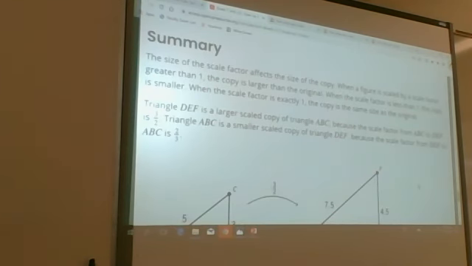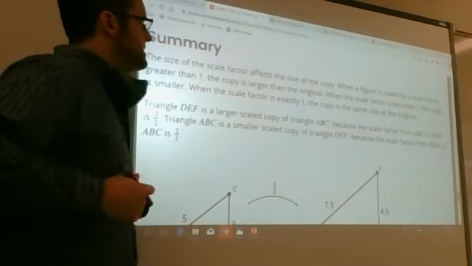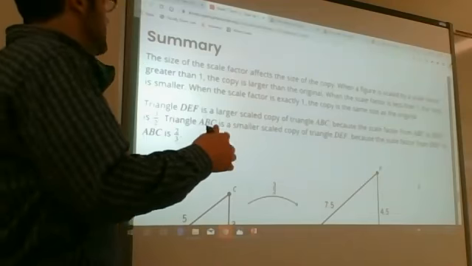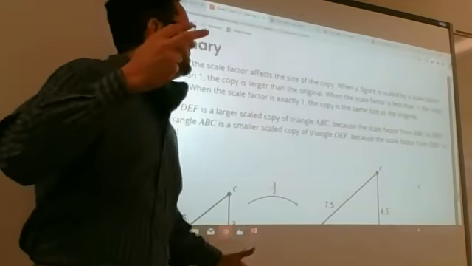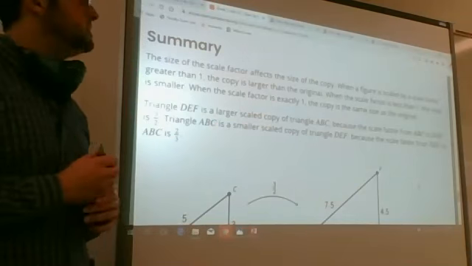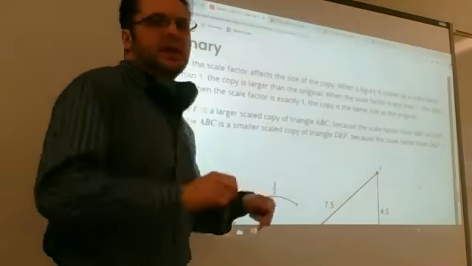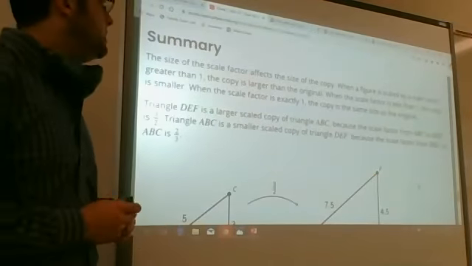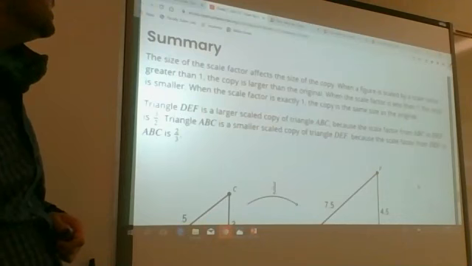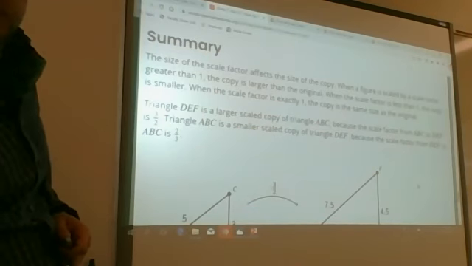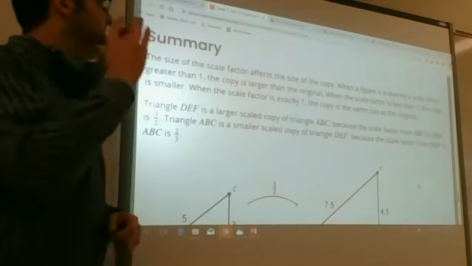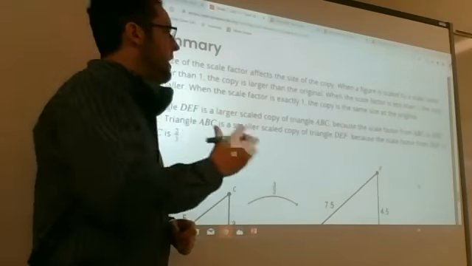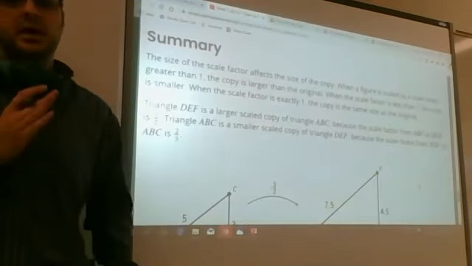So the size of the scale factor affects the size of the copy. If a figure is scaled by a scale factor greater than 1, the copy is larger than the original. When the scale factor is less than 1, the copy is smaller than the original. When the scale factor is exactly 1, the copy is the same size as the original.